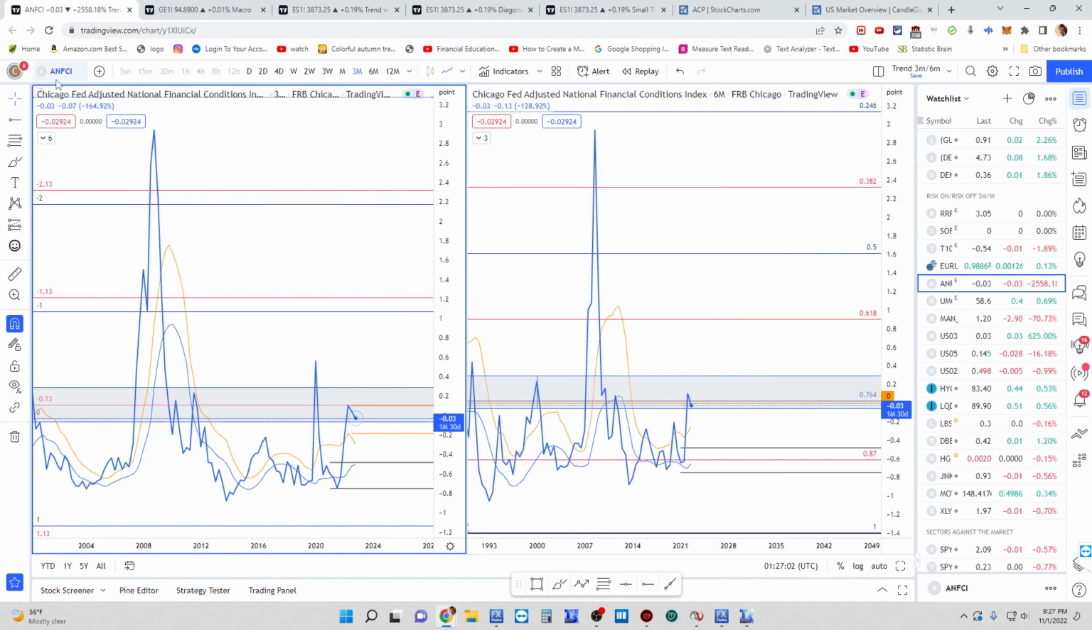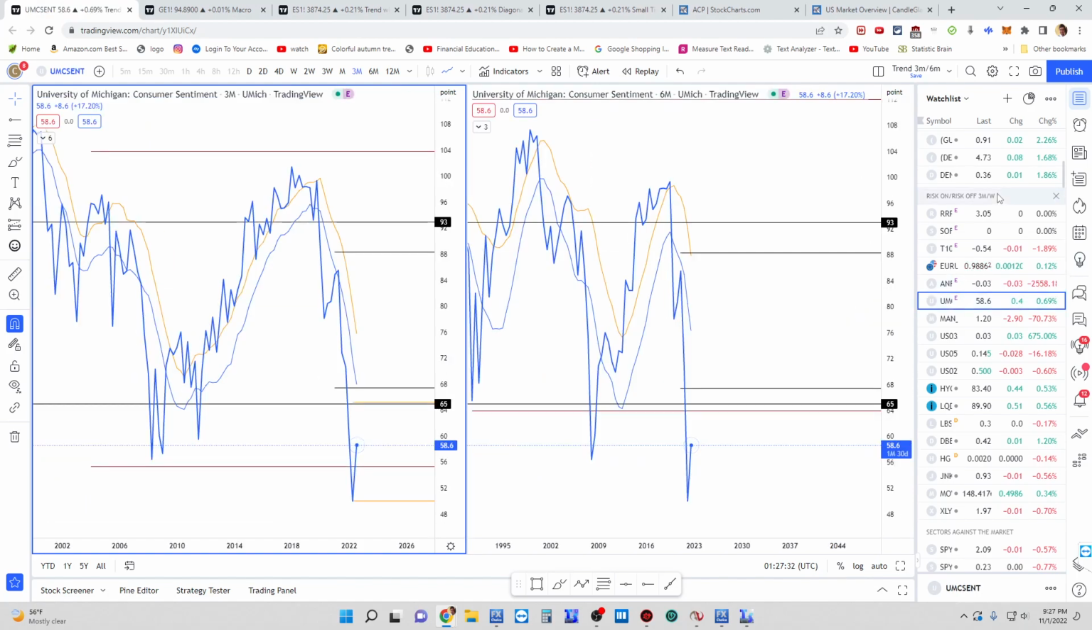Now, the ANFCI, the adjusted national financial conditions index, measures three things: leverage, risk, and credit. And it's saying there's too much leverage, not enough credit, too much risk. And because of that, this index is elevated, and we're at risk for lack of liquidity and possible breaking.